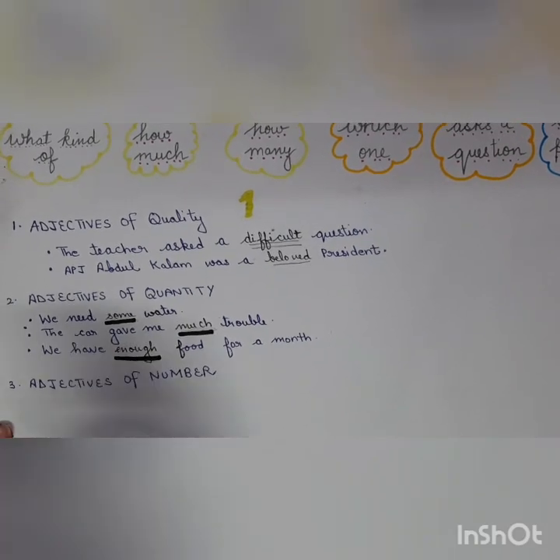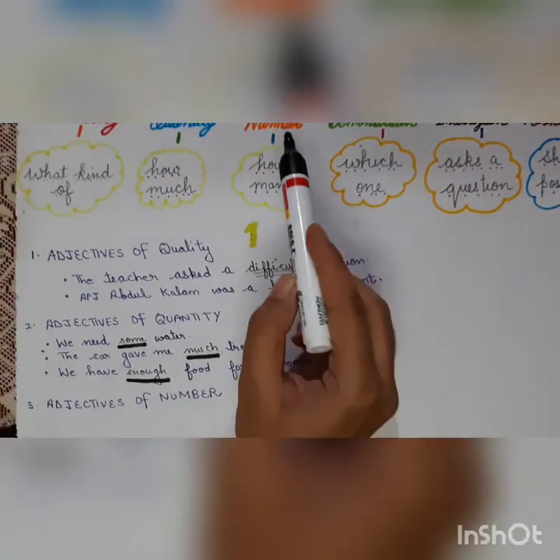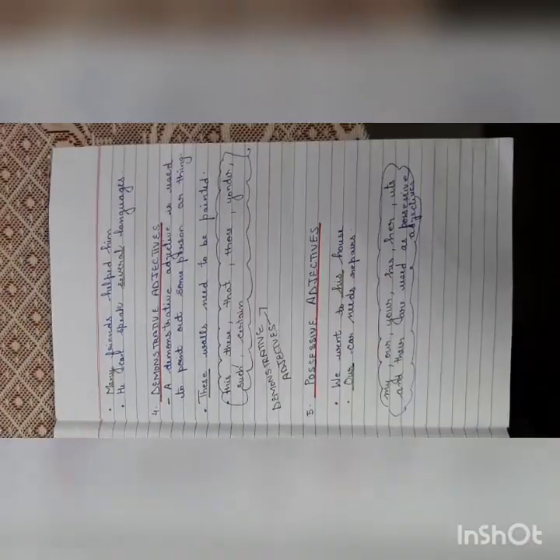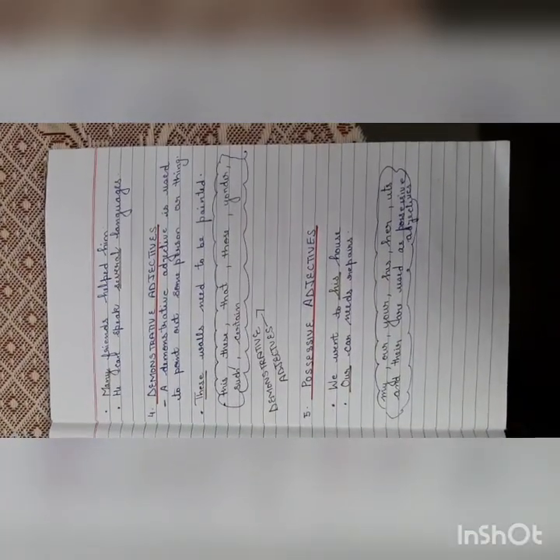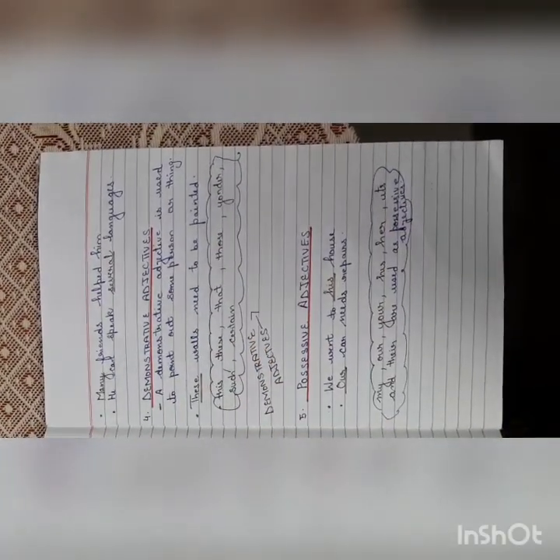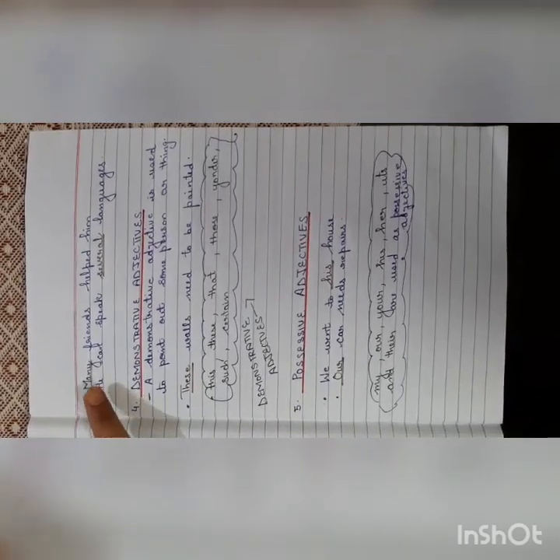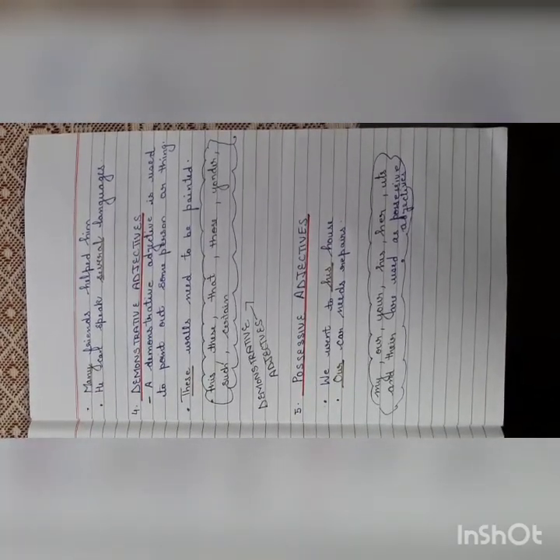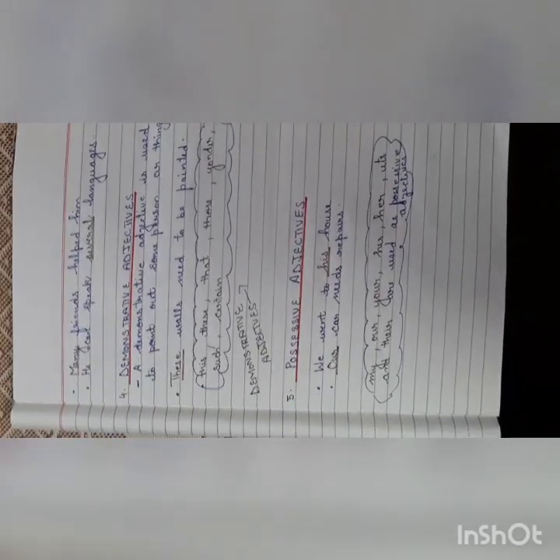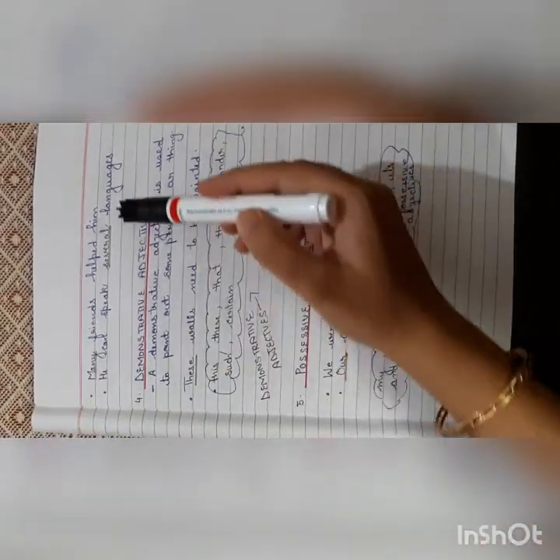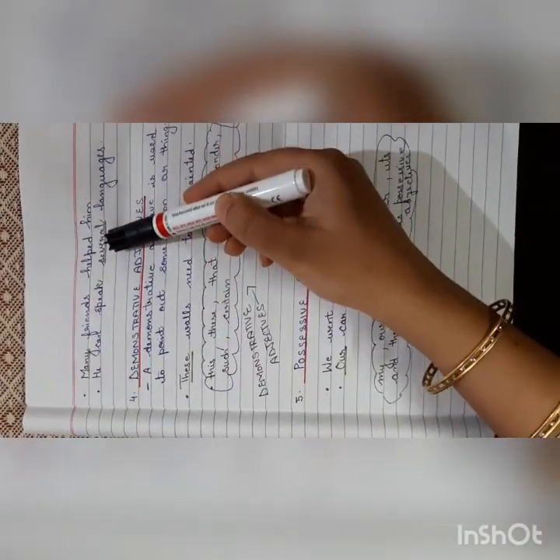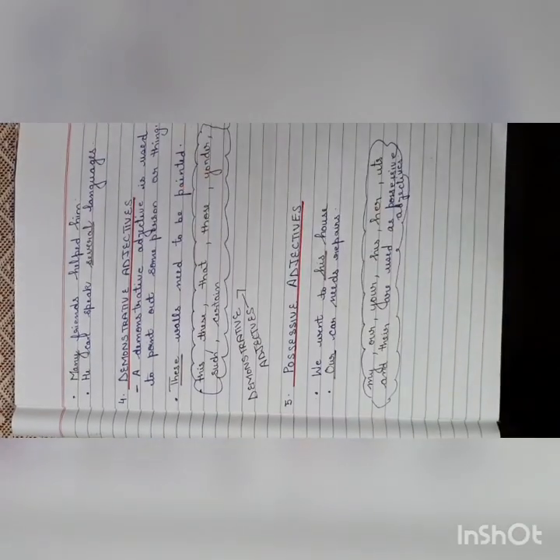Now let us talk about adjective of number. Adjective of number answers to the question how many. Many friends helped him. Now many is adjective of number because it's answering to the question how many. How many friends? Many friends. He can speak several languages. How many languages? Several. So several will be adjective of number.